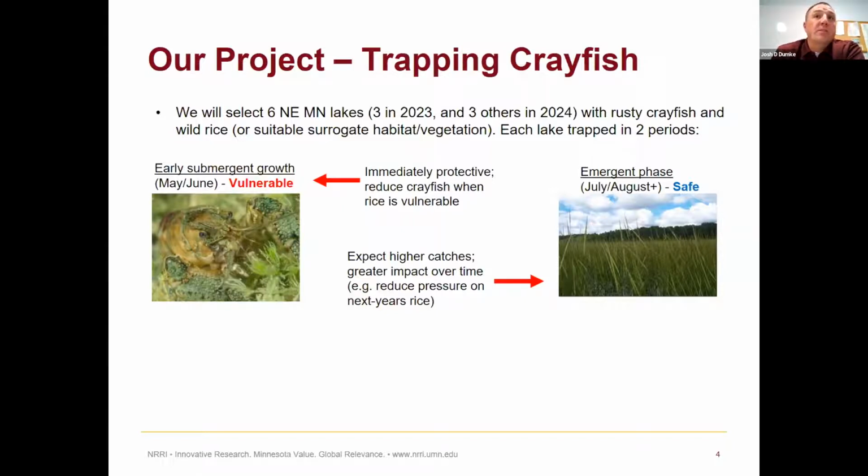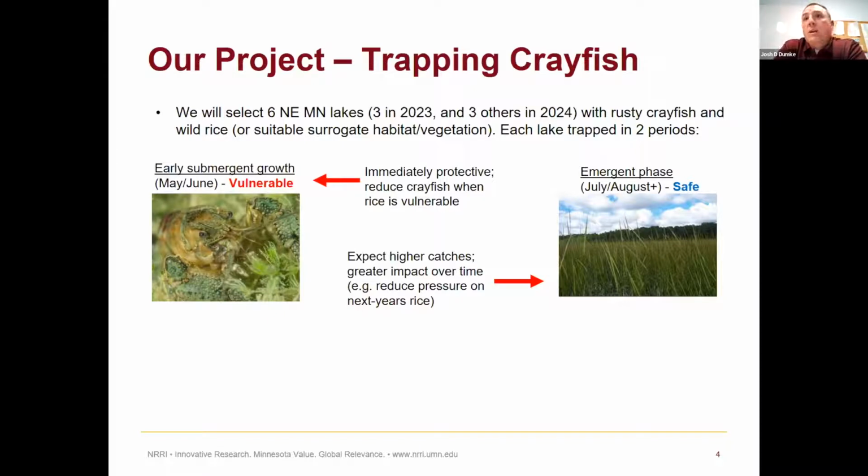Each lake will be trapped in 2 periods. That early May to June period when rice is just starting to grow and when it's vulnerable to grazing. This would be finding trapping methods that would be immediately protective, reducing crayfish at the location where rice is growing when the rice is vulnerable.